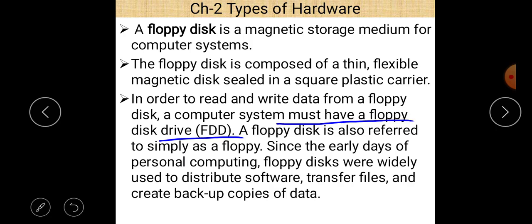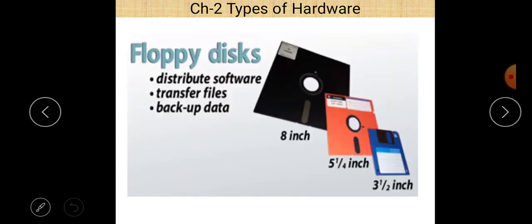Since the early days of personal computing, floppy disks were widely used to distribute software, transfer files, and create backup copies of data. So two important points are here. First of all, a floppy disk is a magnetic disk, and the floppy disk is composed of a thin and flexible magnetic disk, which is sealed in a square plastic carrier.